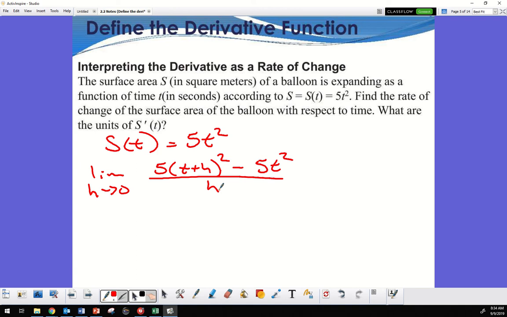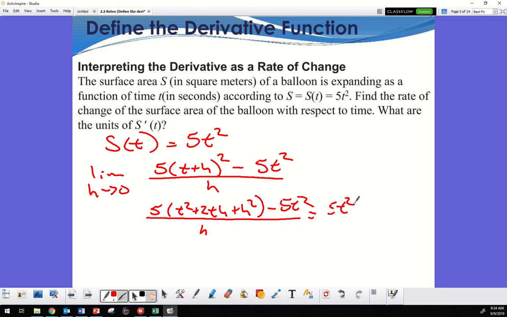Alright, so yes, it's right there. Alright, so let's see what we got. I'm hoping you guys were able to expand it so we get 5 times the quantity t plus h squared, minus 5t squared, all over h. As I distribute, I get 5t squared plus 10th plus 5h squared, minus 5t squared, all over h.